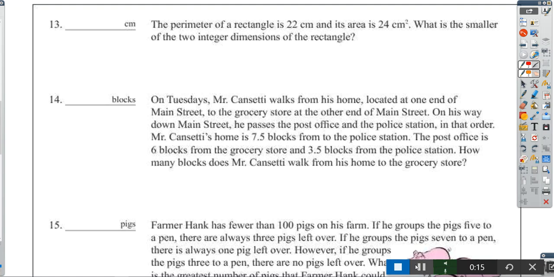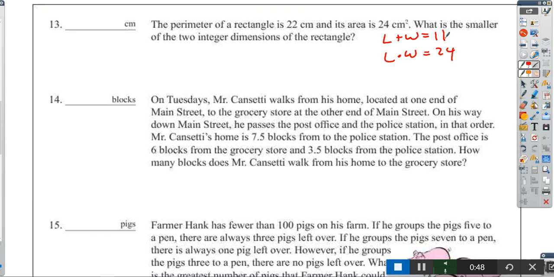The perimeter of the rectangle is 22 centimeters, and its area is 24 square centimeters. What is the smallest of the two integer dimensions of the rectangle? Okay, so we know that length plus width is going to be equal to half the perimeter, so that has to equal 11. And we know the area, length times width, is going to equal 24. Well, this is kind of like a factoring problem, isn't it? What two numbers multiplied together equal 24, but add together to get 11?